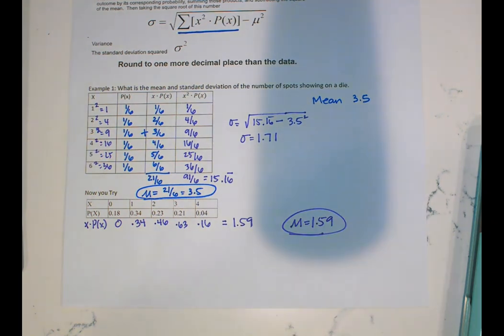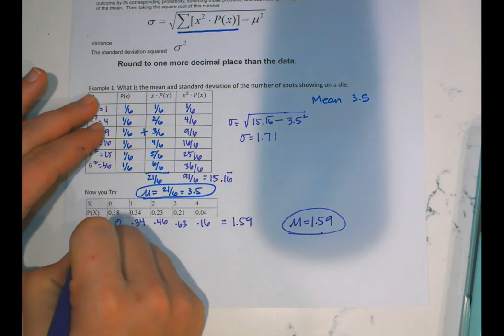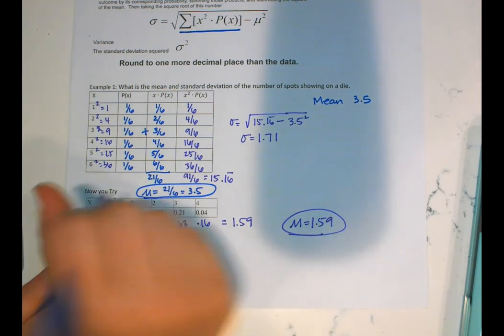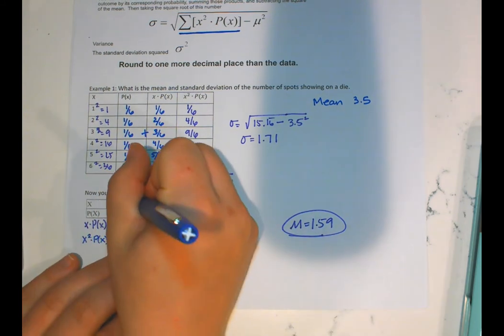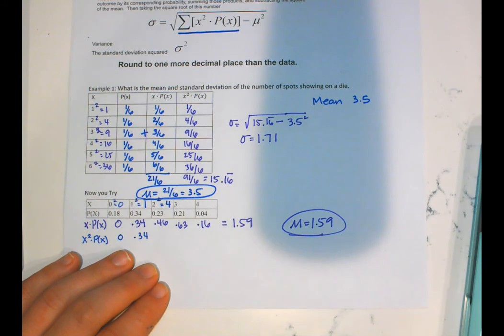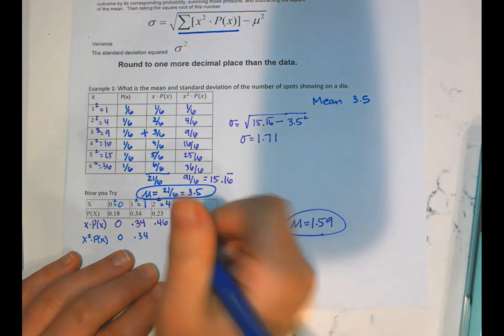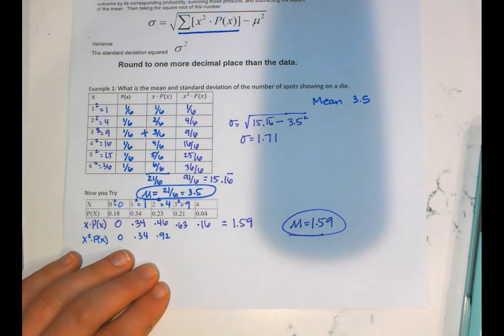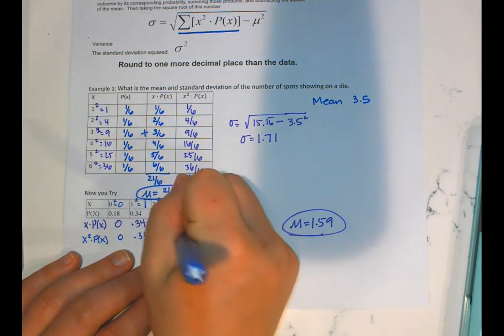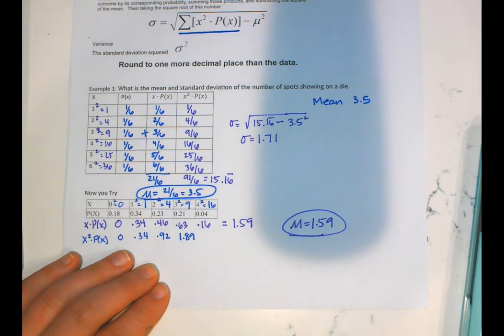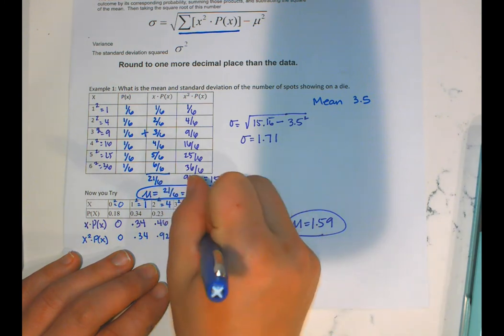So now to find our standard deviation, I'm going to start by doing x squared times p of x and adding it up. So 0 squared is 0 times 0.18 is still 0. 1 squared is 1 times 0.34 is still 0.34. 2 squared is 4. 4 times 0.23 would give me 0.92. 3 squared is 9. 9 times 0.21 would give me 1.89. And 4 squared is 16. 16 times 0.04 would give me 0.64.